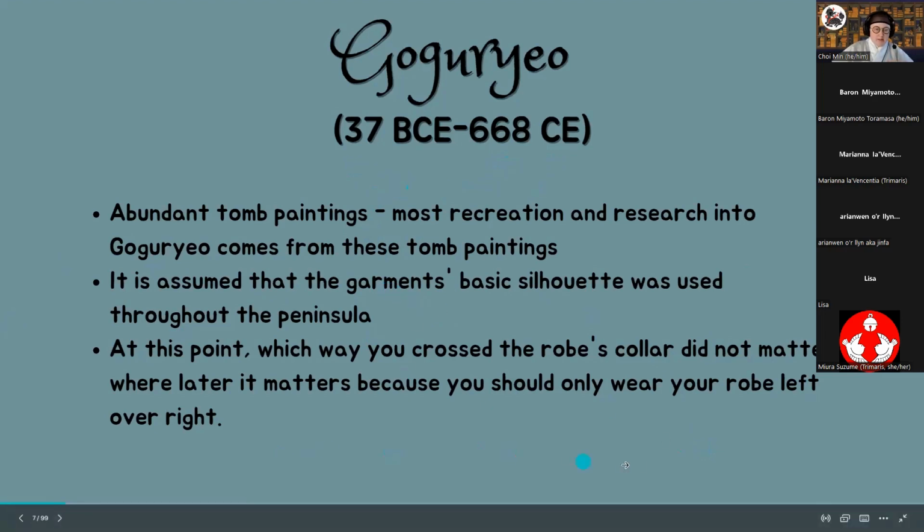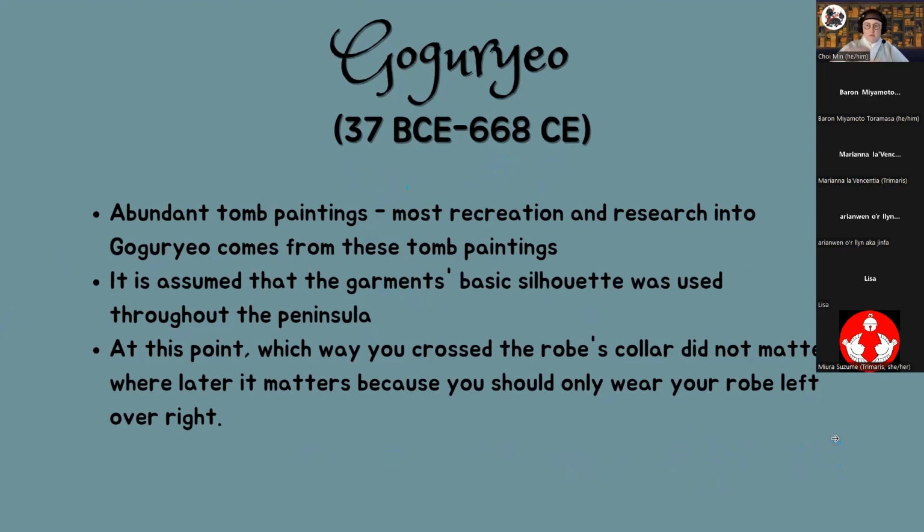We're assuming that the basic silhouettes that we see in some of the tomb paintings were used throughout the peninsula, so I'm going to glaze over a lot of those because I need to do more research. And at this point in time, which is important to note because this is something that is tossed around a lot, you didn't have to do right collar in, left collar out, and then it being the other way around was considered "don't do that because it was weird." At this point in time, it didn't matter. You could put it either way. There was no taboo against putting it the wrong way.